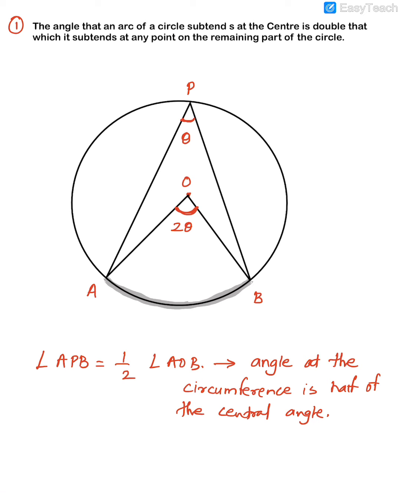Now guys, another interesting thing, it's not just APB. Where could this point P be? Remember, this point P could be anywhere on this circumference. So starting from B, going back till P, or even till A, anywhere out here. For example, if this angle was here, this angle would still be theta, because it is at the circumference. If the angle was here, it would still be theta, because this is also an angle at the circumference. Clear?